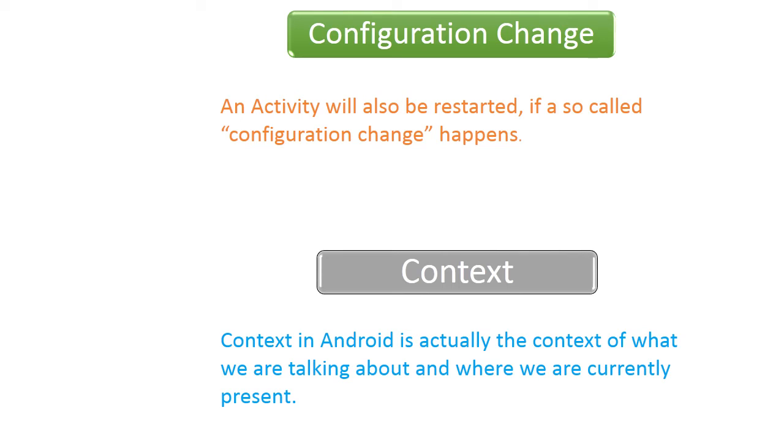There are mainly two types of context: application context and activity context. Application context is the application and we are present in the application, and the activity context is the activity and we are present in an activity.